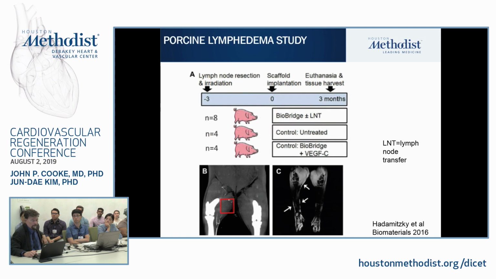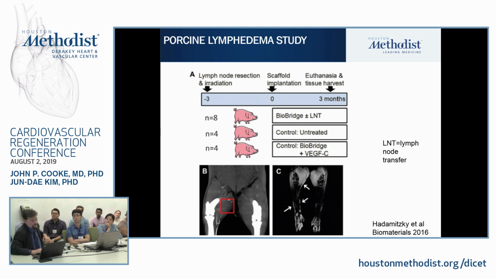in this pig model. The way the pig model was created was the lymphatic nodes were removed from the hind limb of the animal, and then the animal was irradiated, much like women are, where the lymph node is removed from the axillary node and they get radiation. So the animals, over a period of 3 months, developed lymphedema, and then the scaffold was implanted.